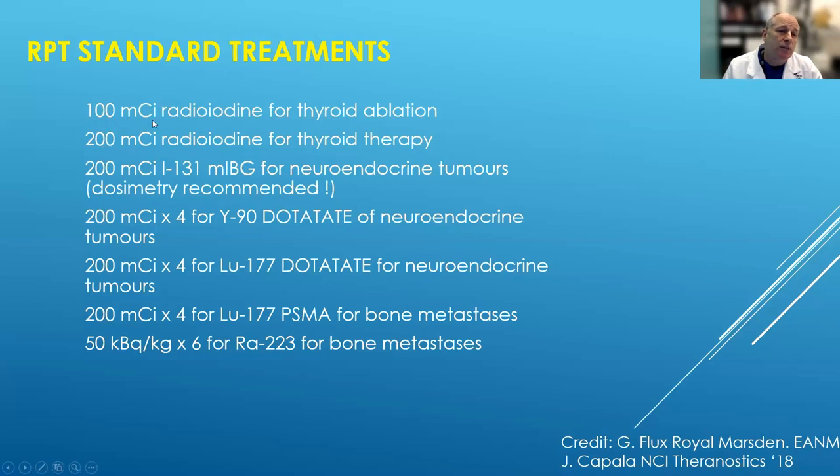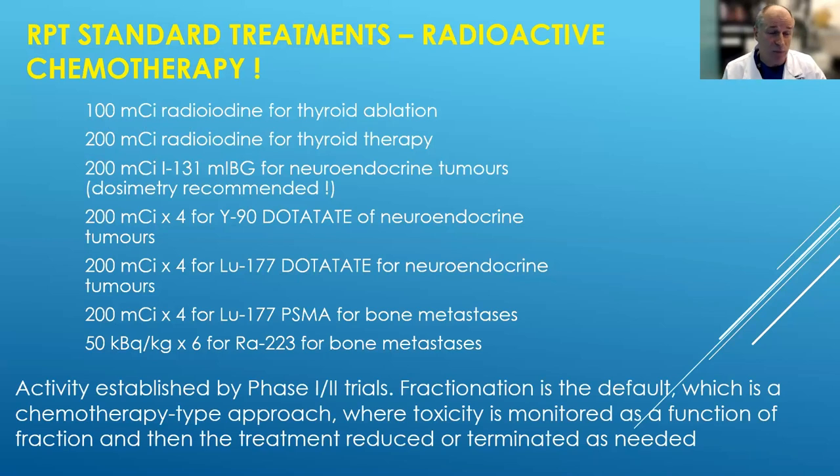All right. But now if we take a look at what is currently being used, you see that these are all fixed activity: 100 millicuries for radioiodine for thyroid ablation, 200 millicuries of I-131 MIBG, 200 millicuries times 4 for Lutathera, 200 millicuries times 4 or times 6 for Pluvicto, and maybe for Zevalin you have some mass-based. So really what's happening is, in practice, it's neither really external beam radiation nor nuclear medicine. It's actually closer to just medical oncology. We're just treating this as radioactive chemotherapy.